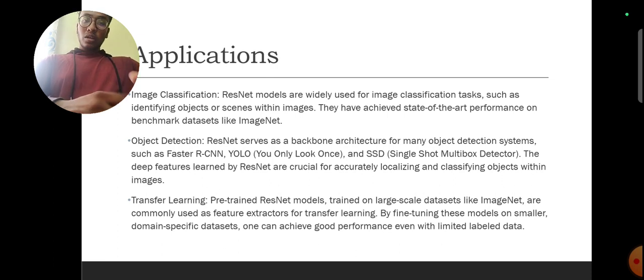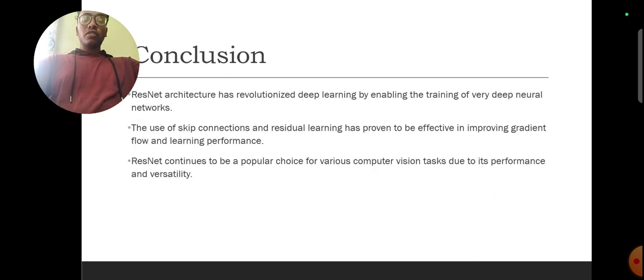Transfer learning is also one of the major applications of ResNet. Pre-trained ResNet models trained on large datasets like ImageNet are commonly used as feature extractors for transfer learning, by fine-tuning these models on smaller domain-specific datasets. One can achieve good performance even with limited labeled data. These are the applications of ResNet.